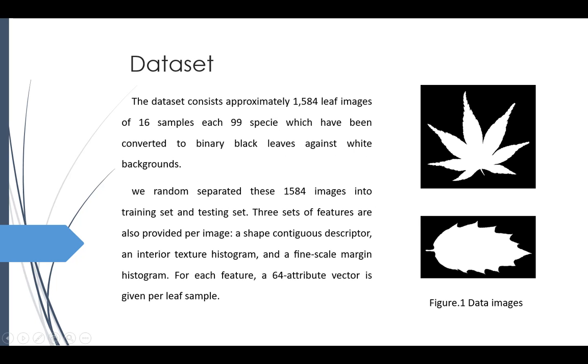And here is our dataset. The dataset consists of approximately 1,600 leaf images, 16 samples for each of the 99 species, which have been converted to binary black leaves against white backgrounds. We randomly separate these images into a training set and a test set, and 3 sets of features are also provided per image. Figure 1 shows examples of our data images.